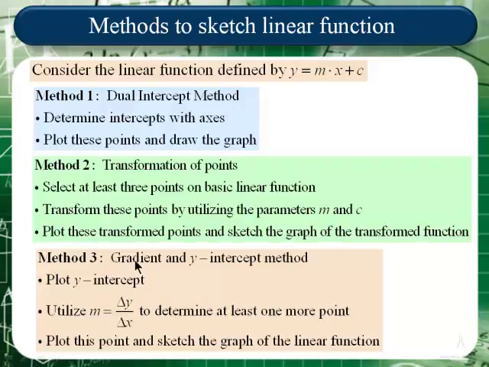And the third method is to use the gradient y-intercept method. You plot the y-intercept, you utilize the fact that the gradient is delta y over delta x to determine at least one more point. I would suggest at least another 2 points. Plot these points and then sketch the graph of the linear function.